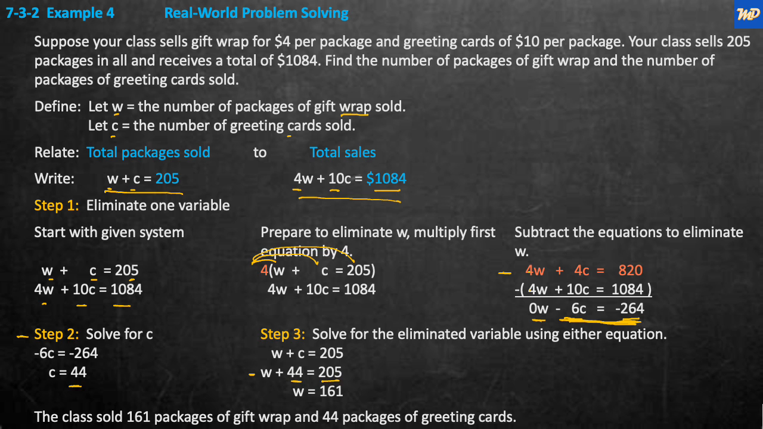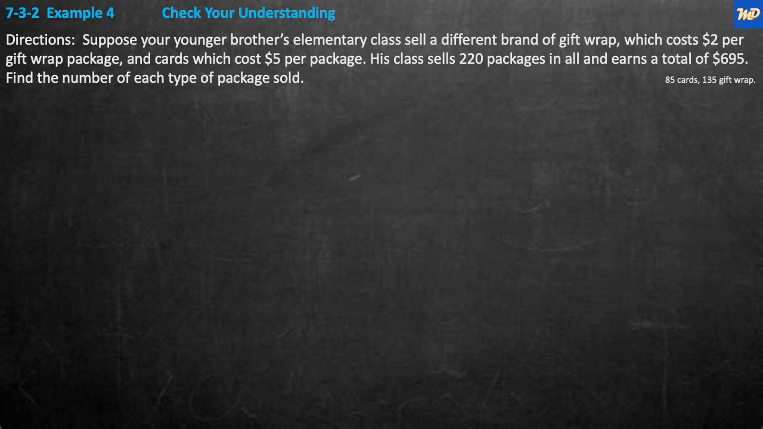Once we've done that, we can now solve for W. W is equal to 205 minus 44, which is 161. So the class sold 161 packages of W, gift wrap, and 44 packages of C, the greeting cards. Okay, good job.